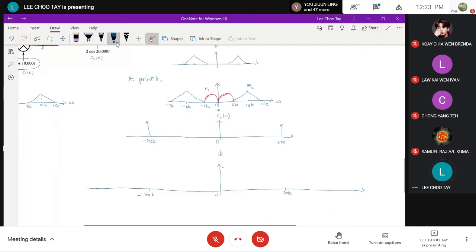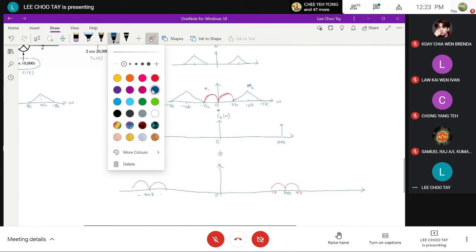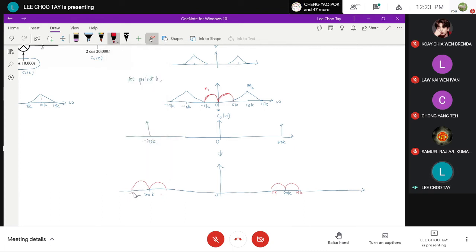Let's draw this again in red color. I have this one here. Same thing, this will center at minus 20k. So this is 20k, so this will be 25k, and this will be 15k. This is minus 25k, and this is minus 15k over here. So that is for the message one spectrum.